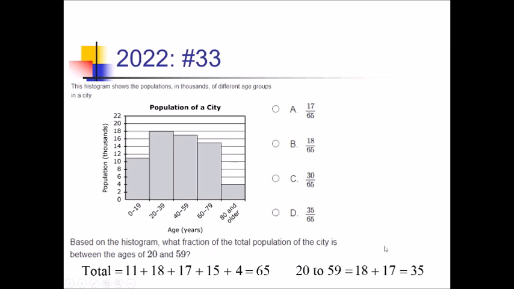So the final fraction then, we've got 35 out of 65, which we could reduce if we wanted to, but I see that it's already one of the answer choices right here, and there's no other reduced answer choices, so we're going to go with choice D.